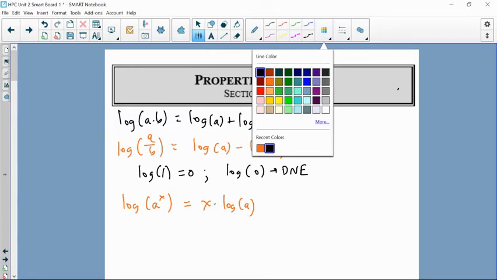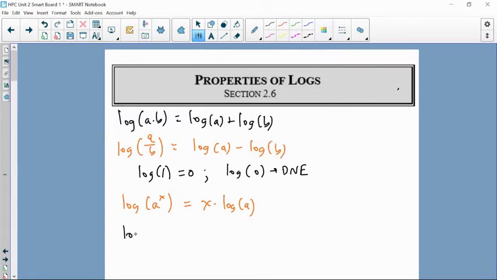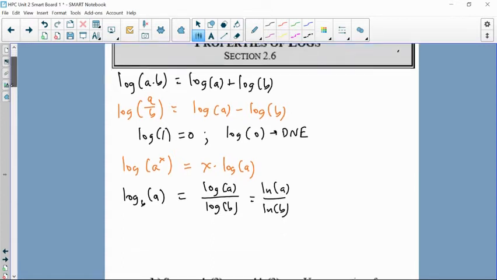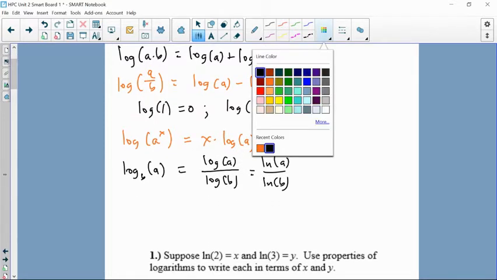Next property. So if you have log base B of A, and you want to rewrite that, you can rewrite that as common log, or like log of A divided by log of B. You could also write that as natural log of A divided by natural log of B, or really any base for that matter. But we pick log or natural log simply because those are the two that are most calculator ready.